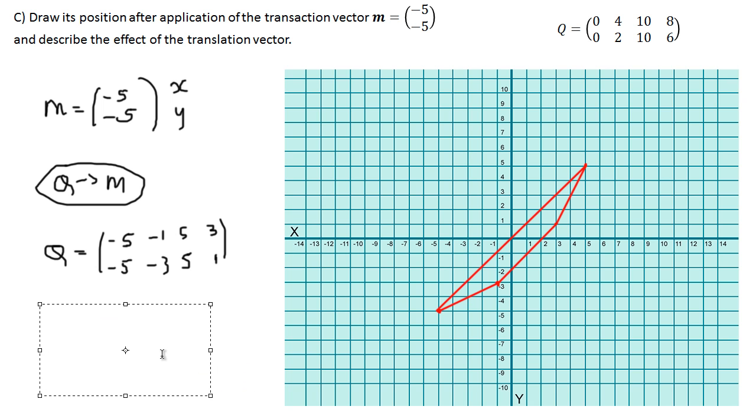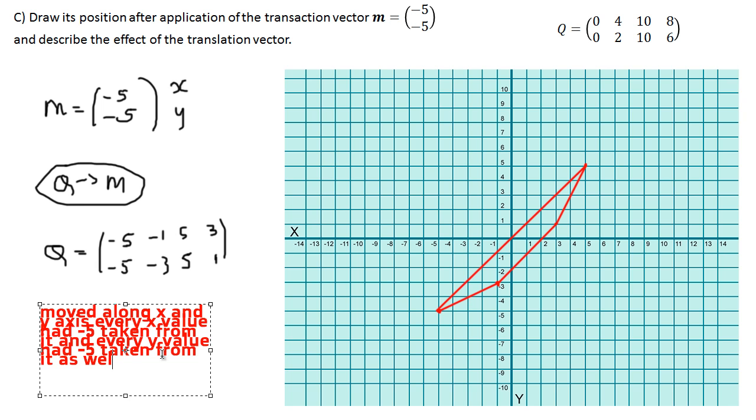So let's write about it. The vector moved the graph along the x and y axis. That's what it did. Every x value had 5 taken from it, and every y value had 5 taken from it as well. So this is basically what happened.